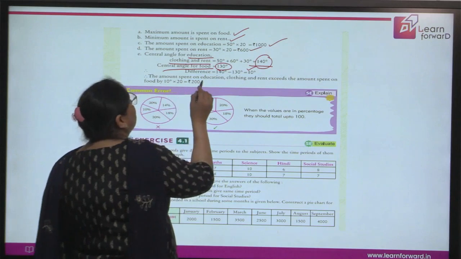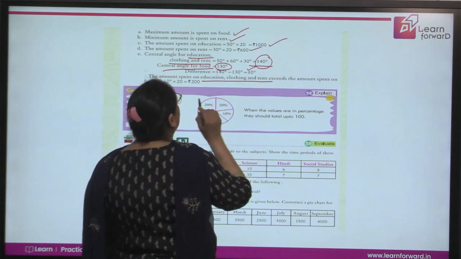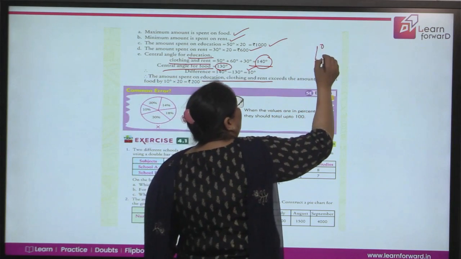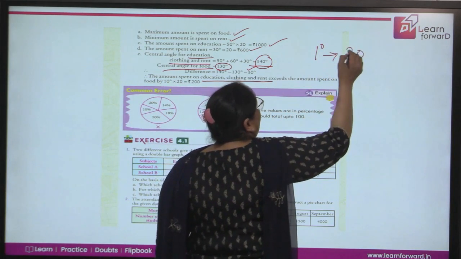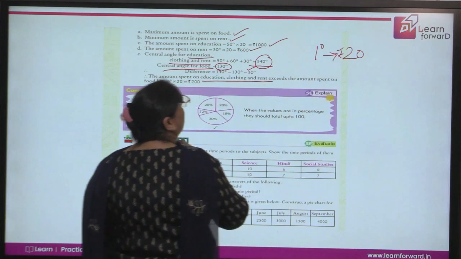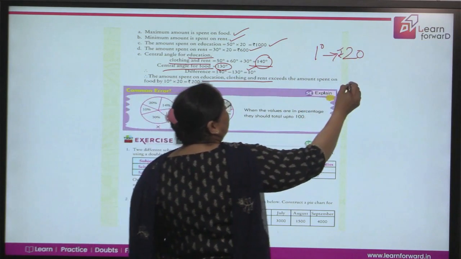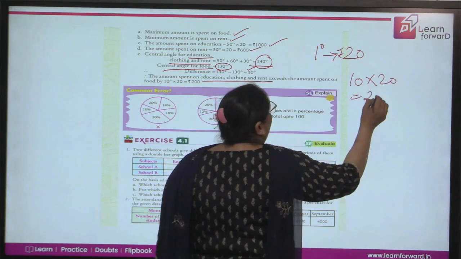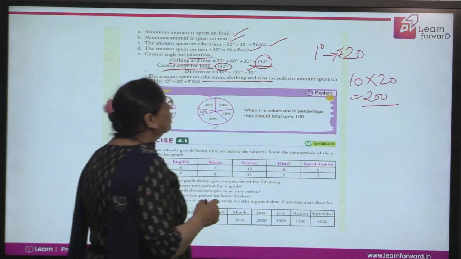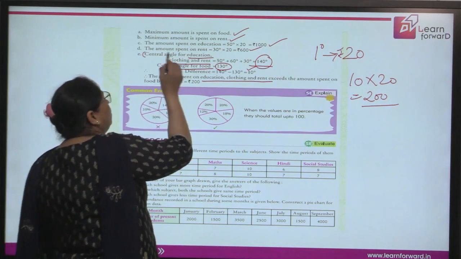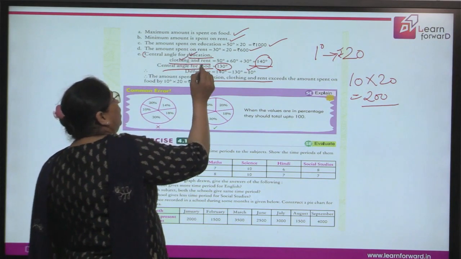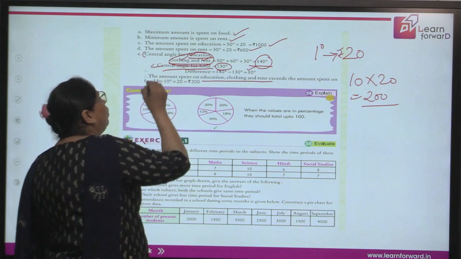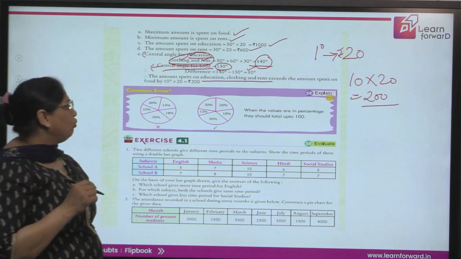Hence the amount spent on education, clothing and rent exceeds, because we are showing that 1 degree represents rupees 20. So if the difference is 10 degrees, 10 into 20 is 200. Rupees 200 is spent more on these three, that is education, clothing and rent, compared to the expenditure on food.